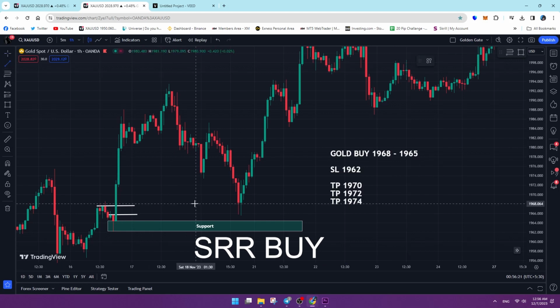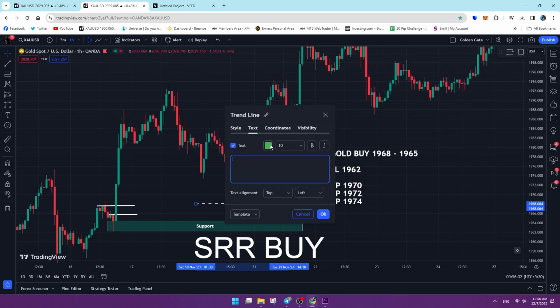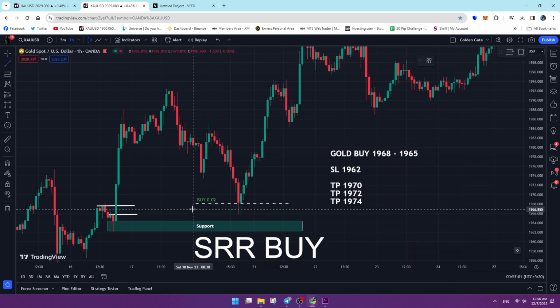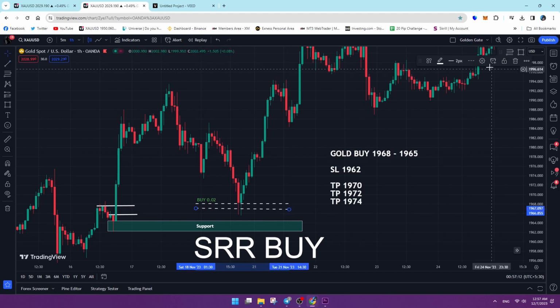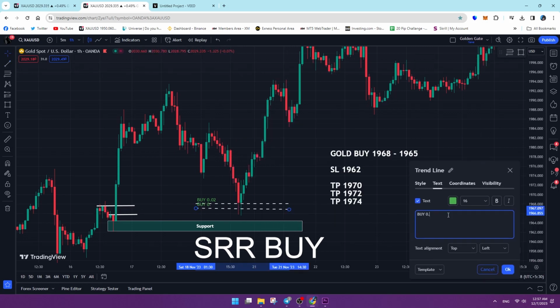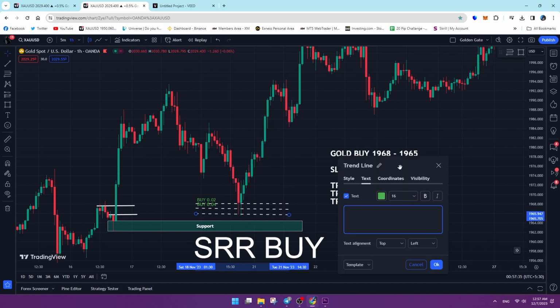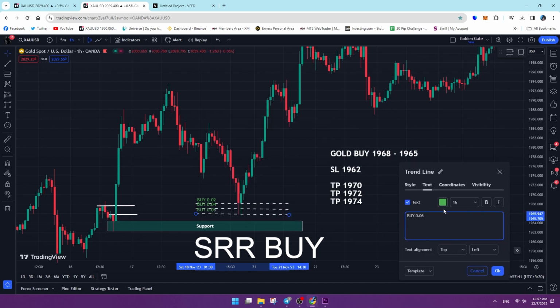Now I'm layering. First trade entry at 1968 with 0.02 lot size. Second entry at 1967 with 0.04 lot size. Third entry at 1966 with 0.06 lot size.